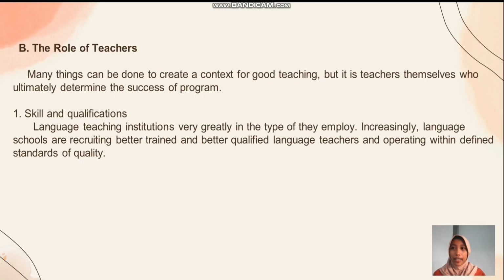Okay, part B, the role of teachers. Many things can be done to create a context for good teaching, but it is teachers themselves who ultimately determine the success of a program. Number 1 is skill and qualification.